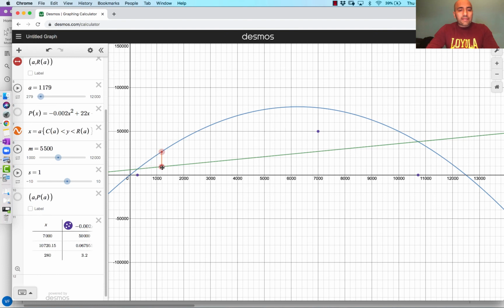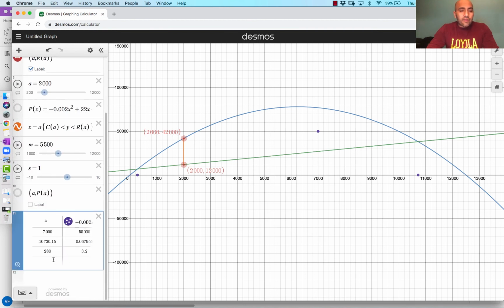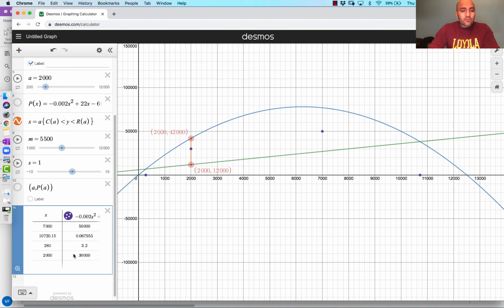So if we keep track of that gap that exists between the revenue and the cost function, right? If I keep track of that orange line and I keep measuring it, let's find a couple more. So at 2,000 units produced, $11,937 is the cost to produce. Okay, so let's get a couple of other values. At 2,000 units, it costs $12,000 to produce, but the revenue is 42,000. So there should be a profit of 30,000. Let's put that into our table over here. So when we're producing 2,000 units, we get a total profit of 30,000. That's what this means right here. So we have another point on our profit function.